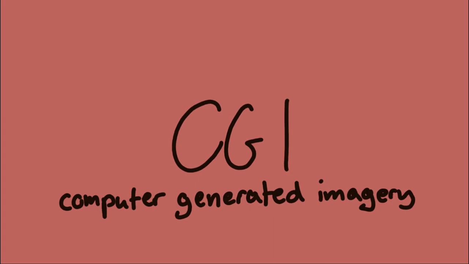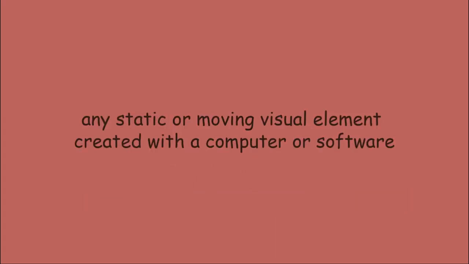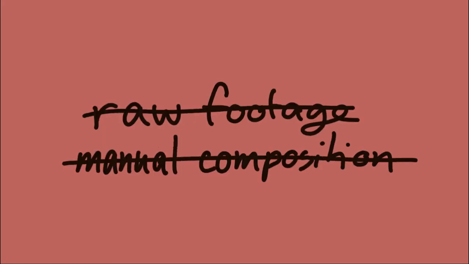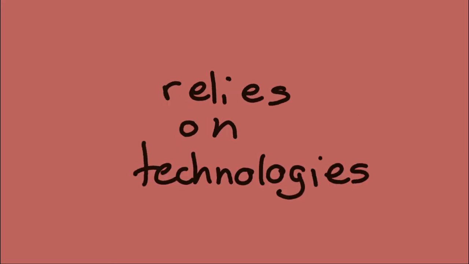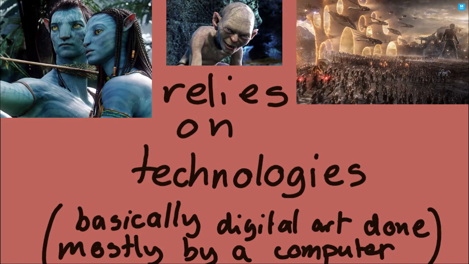Be careful. 3D animation is not to be confused with CGI. CGI means computer-generated imagery, which is an umbrella term for any static or moving visual element created with a computer or software. It technically refers to any piece of art, whether 2D or 3D, that veers away from raw footage or manual composition, and instead relies on technologies to render its form. All of these are examples of CGI.